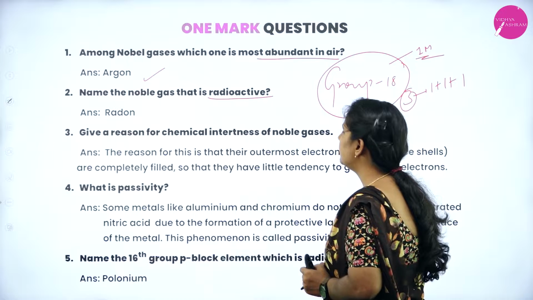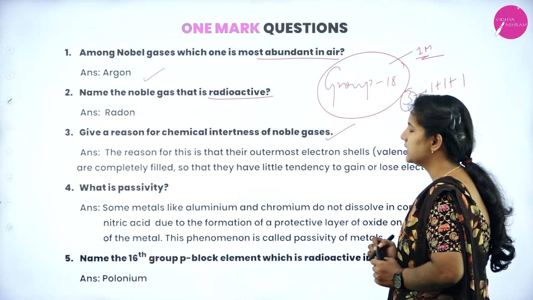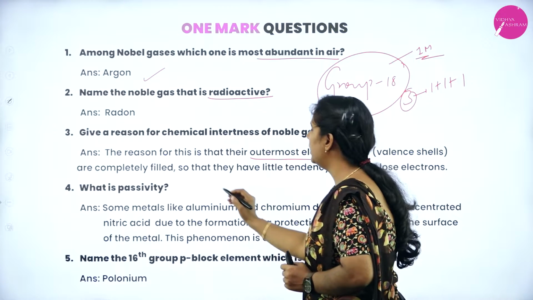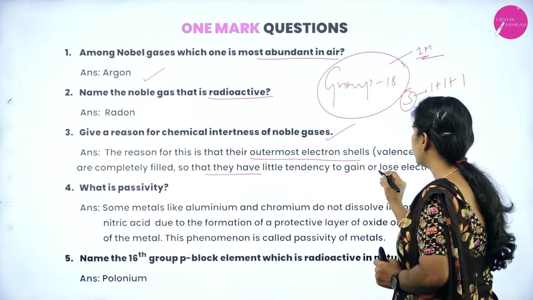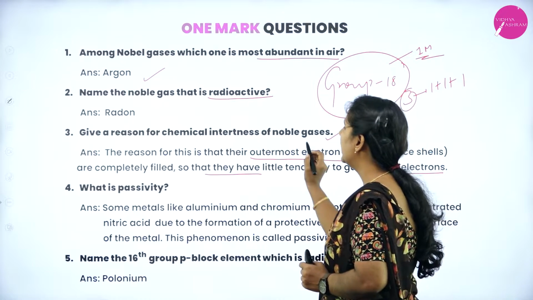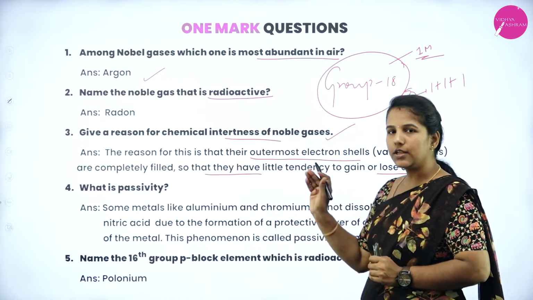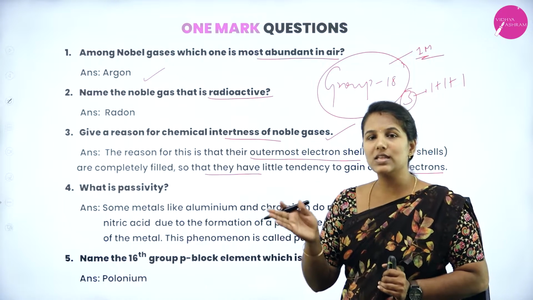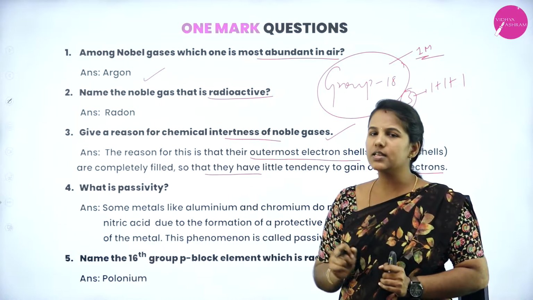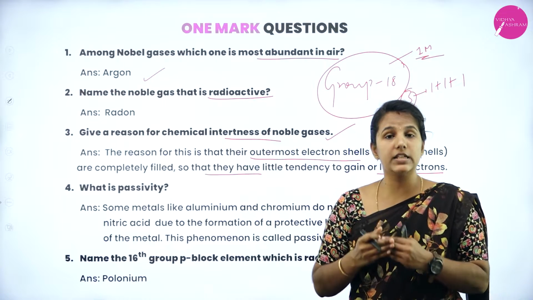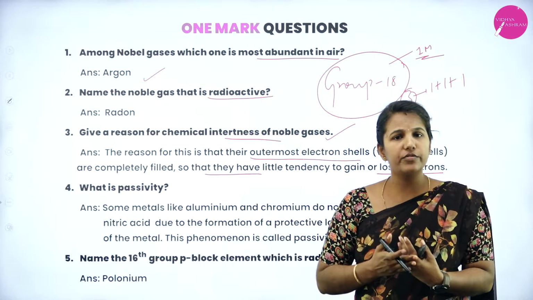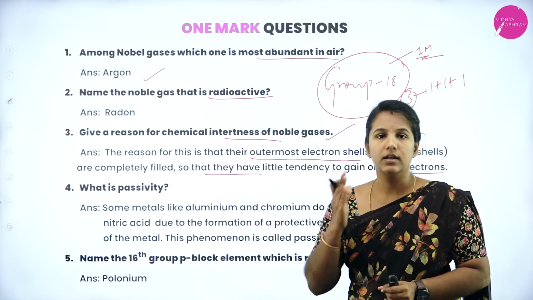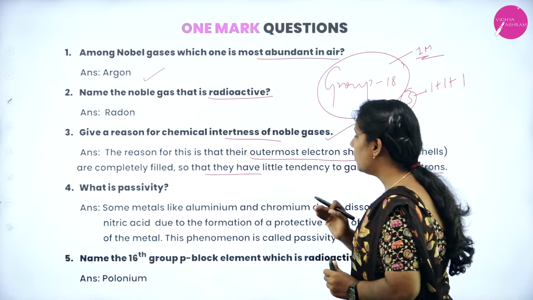Give reason for the chemical inertness of noble gases. The reason is that the outermost electron shell is completely filled, so they have little tendency to gain or lose electrons. This is known as what? Chemical inertness. So, you will study group 13, group 14, group 15, group 16 and group 17. What is the reason for this to become chemically inert? Because the inner shells are completely filled. Since it is completely filled, it has become stable and hence they become completely inert as we move down the group. So, what is passivity?